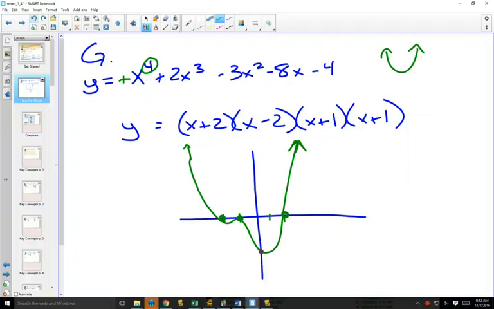Turn to page 44 in our books. Now this is the graph from the equation that we had before and had already factored, and now we're trying to graph it.